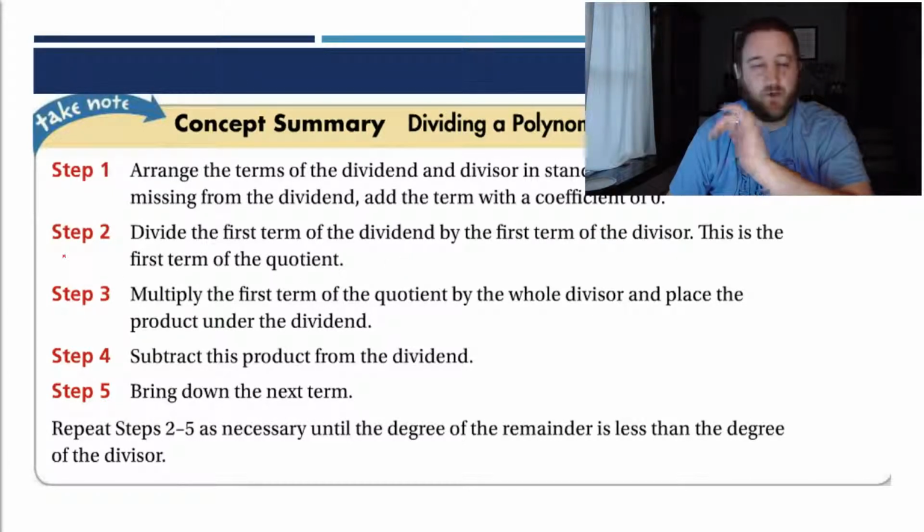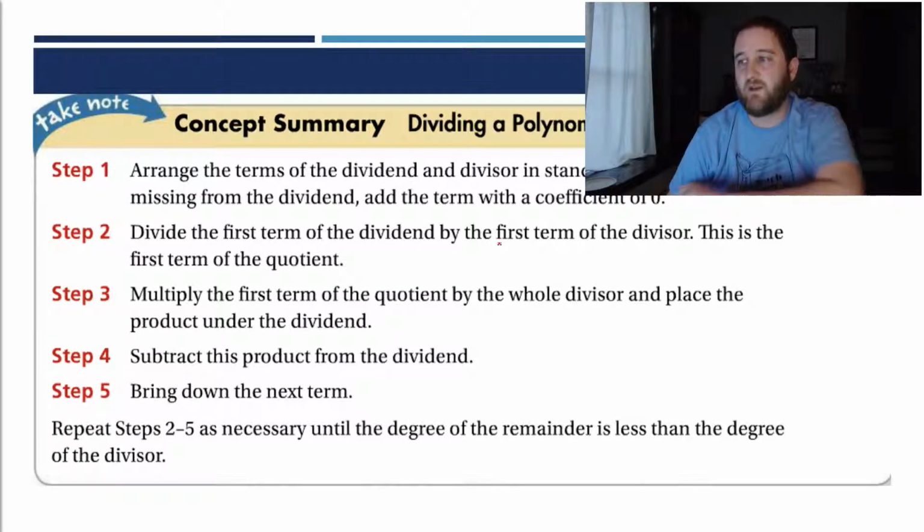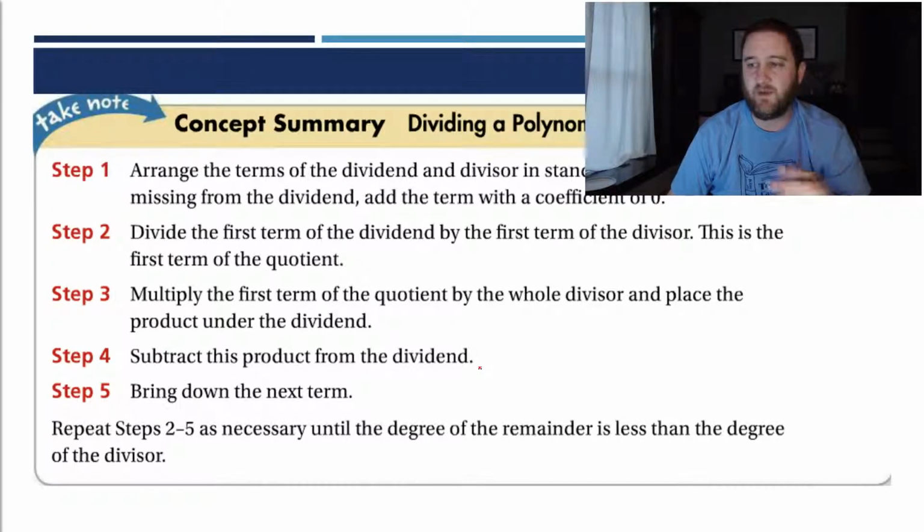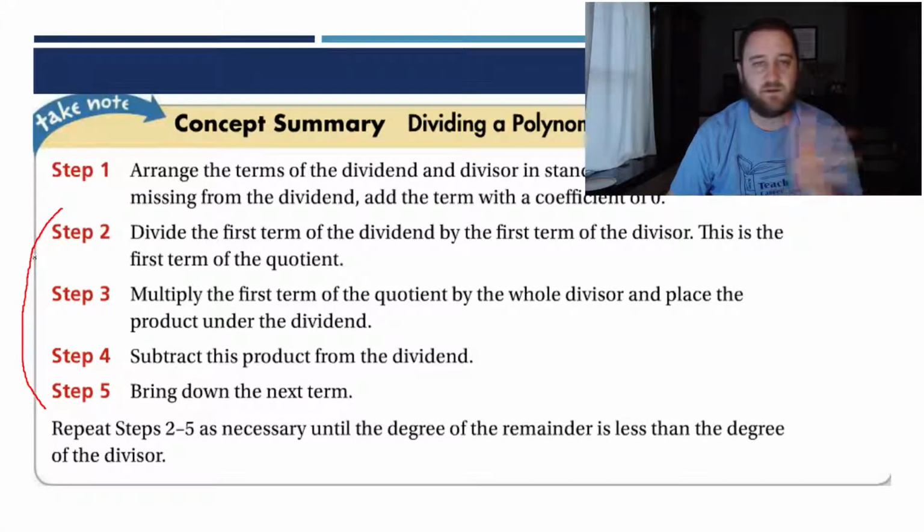Step 2 is where the long division process takes place. Divide the first term of the dividend by the first term of the divisor. This is going to be the first term of the quotient. Step 3, multiply the first term of the quotient by the whole divisor and place the product under the dividend. Then subtract this product from the dividend, bring down the next term, and then repeat steps 2 through 5 as necessary until you get to the very end with any remainders. If you have a remainder, put it over the binomial that you're dividing by.